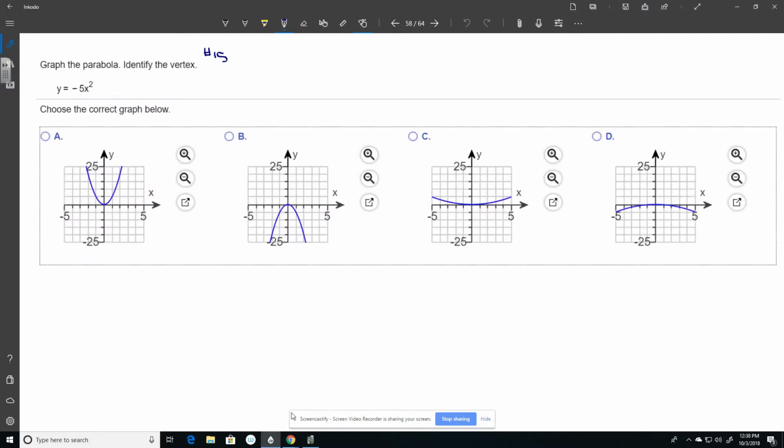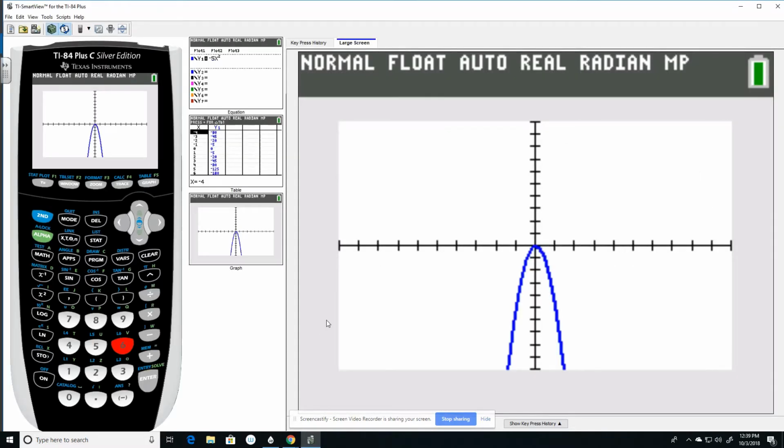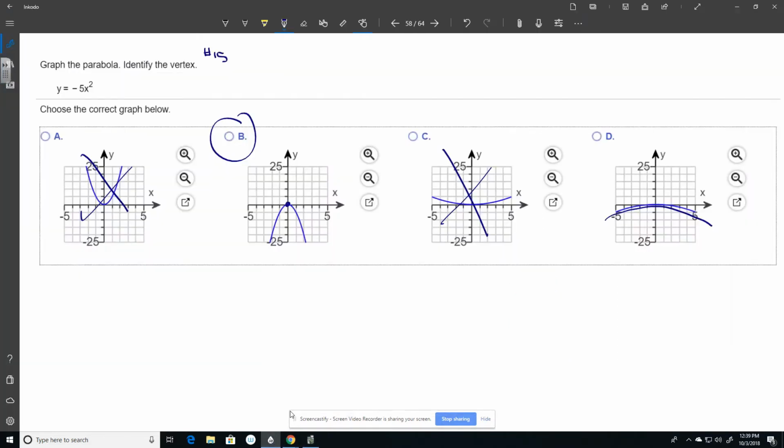So when I look at my options, that one's pointing up. That one's pointing down. This one's pointing up. This one's pointing down, but look at how wide it is. That's not going to be my answer. My answer is going to be B. And the vertex is right where it changes direction, which on this problem, if I just look at my graph, it's right there at the origin at 0, 0. So that would be my vertex.